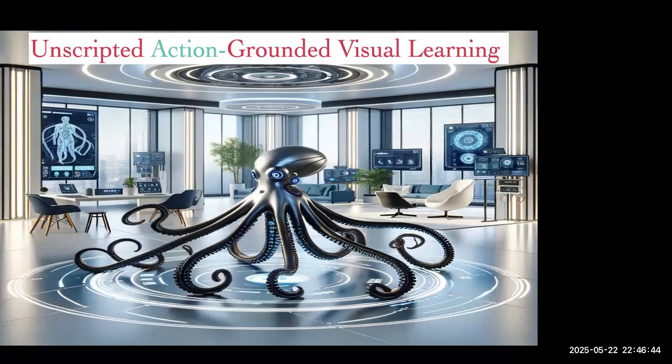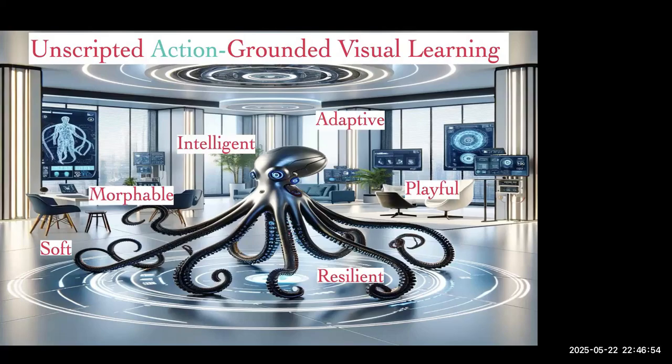So hopefully next time I can talk about unscripted, action-grounded visual learning. And this is my muse. Octopus is my muse. They're soft, movable, intelligent, adaptive, playful, resilient. And I'm not into soft robotics per se. But the fact that they're soft and morphable means that projective geometry, all of that, will be thrown out the window. You cannot rely on rigid assumptions on geometry. And I think statistical learning, how you can adapt on the fly, will be very important.